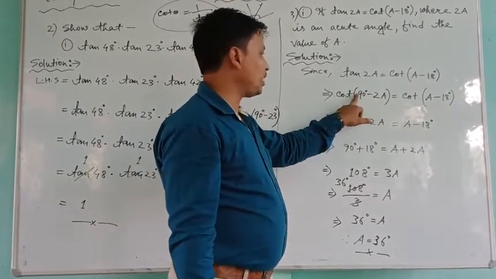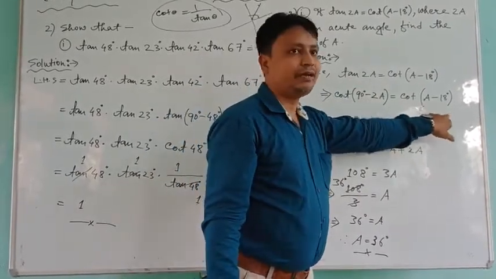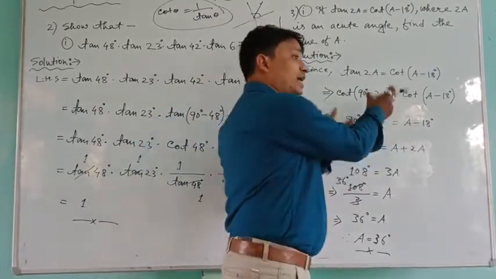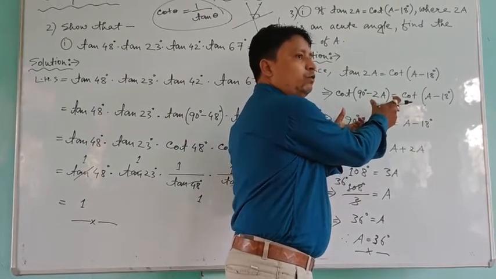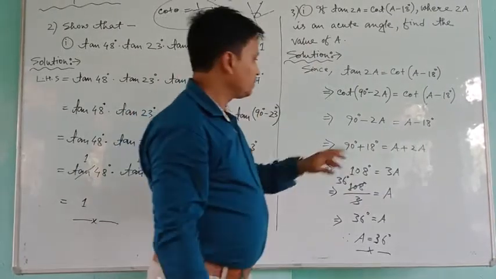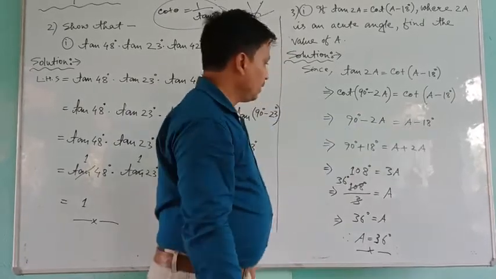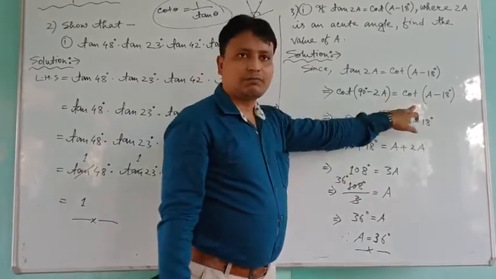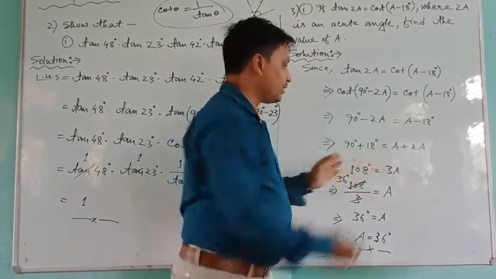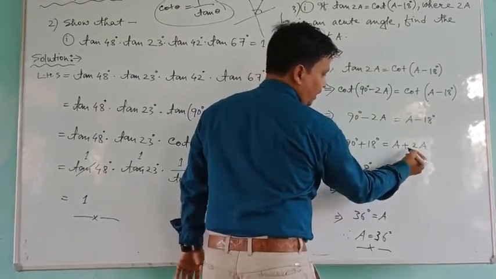Okay, so 1 into 90, 1 is odd, cot changes to tan, theta is 2A, equal to cot (A minus 18), same trigonometric function. If we want, then we can apply the same trigonometric function on both sides, or we can withdraw the function from both sides. So 90 minus 2A equal to A minus 18 degree. Next, we just withdrew the function from both sides, then getting 90 minus 2A equal to A minus 18 degree. Then by shifting, 2A you shift to the right side, then A plus 2A.